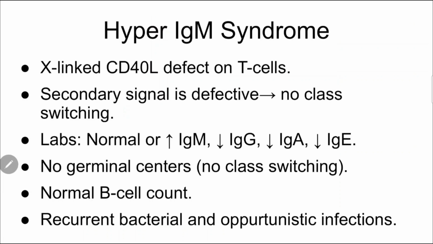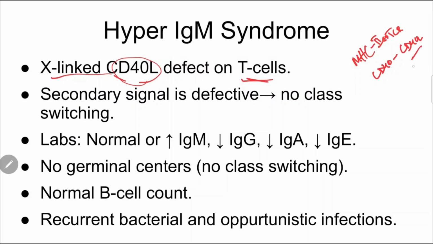Next is hyper IgM syndrome, right? I've talked about this before. This is an X-linked defect in CD40 ligand on the T cell. There are two signals, the primary signal and the secondary signal. The primary signal is going to be between MHC2 and the T cell receptor, right? So this is the first primary signal, and then you need a secondary signal to activate the B cells, which is going to be between CD40 and CD40L.